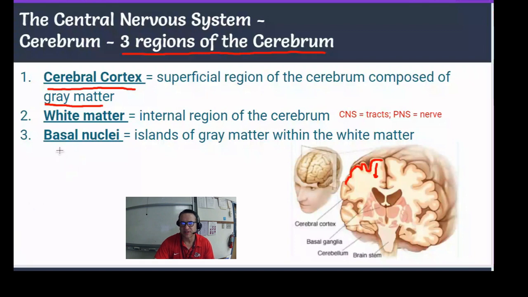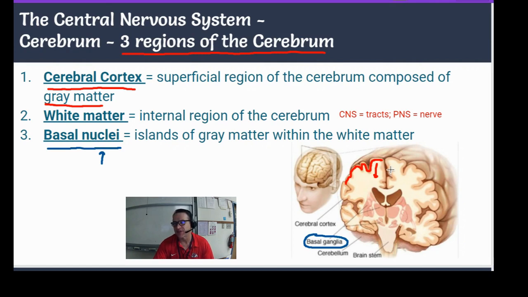And the third major region of the cerebrum is called basal nuclei. Now that's an interesting term because look, you can see over here it's called basal ganglia. Ganglia is more commonly used, but nuclei is a more accurate description of it.